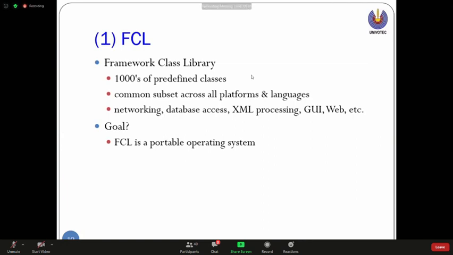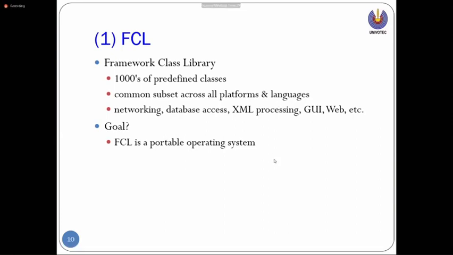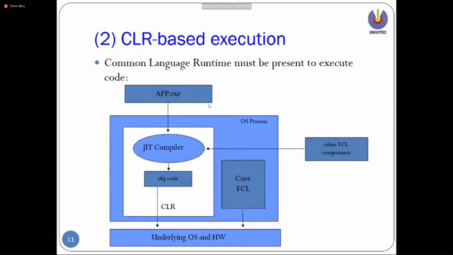A common subset across the whole platform and language also. Networking, database, Excel, XML programs, graphical user interface, web, etc. are supported. Then the program is portable across operating systems. Anywhere you can run this database programming also. Okay, the common language runtime must be present to execute the code. You have different languages to develop your program, but they all use the common language runtime. Each language has its individual compiler. After compiling, the common language runtime converts it to machine language, as native language for the operating system.